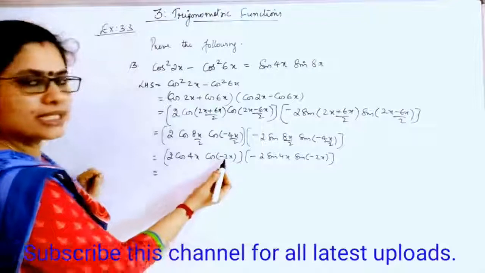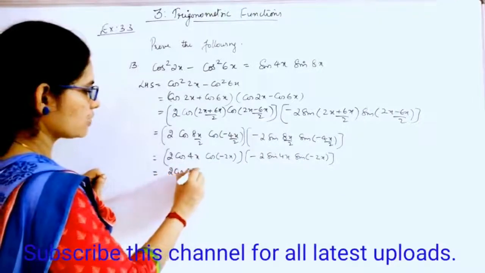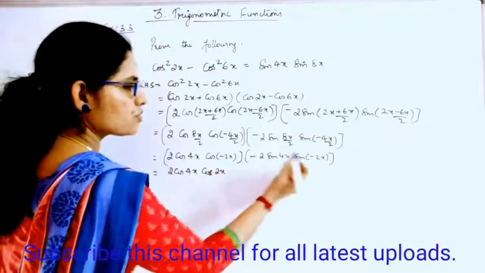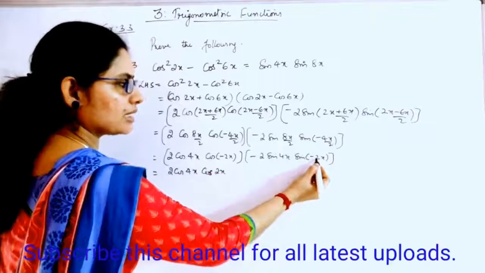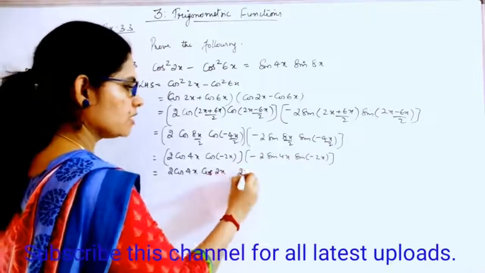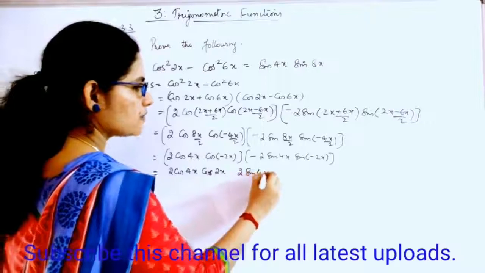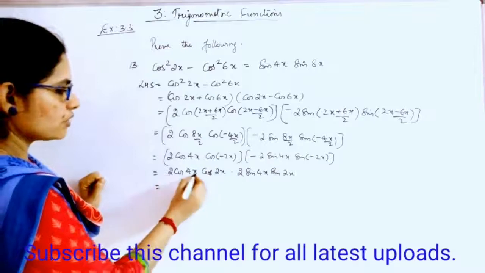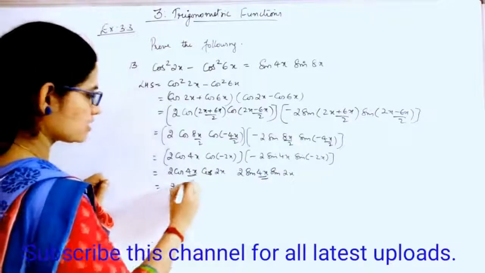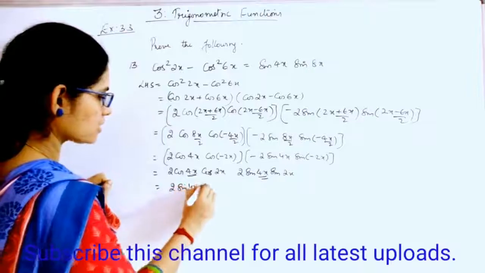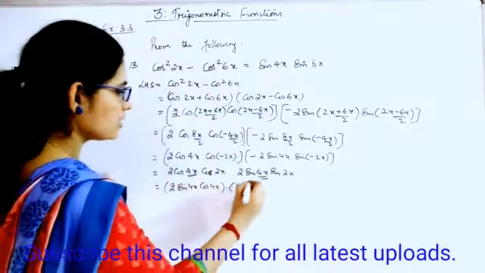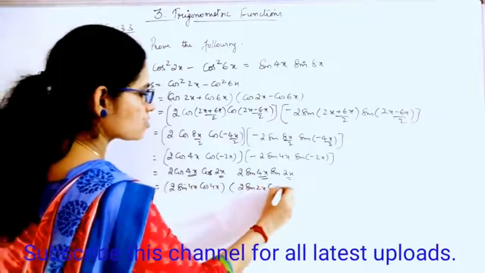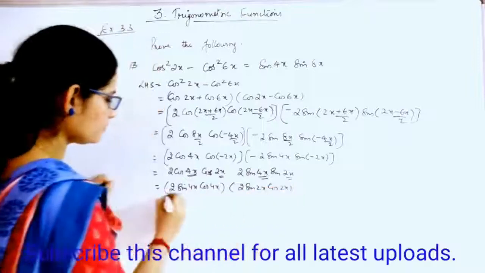Now just see, cos of minus theta is cos theta, so you will get 2 cos 4x into cos 2x itself, and here you have negative 2 and sine of minus theta is minus sine theta, so that negative and this will give you positive, and this will become 2 sine 4x into sine 2x. Now this angle is 4x, this angle is 4x, so we can combine them, that is 2 sine 4x into cos 4x written together, and the other one, that is 2x and 2x, so it is 2 sine 2x cos 2x.